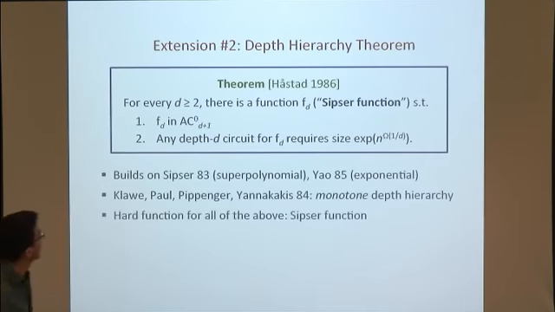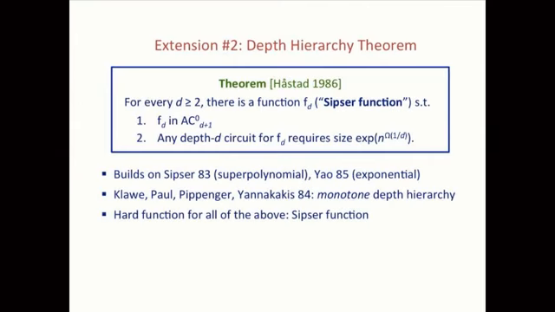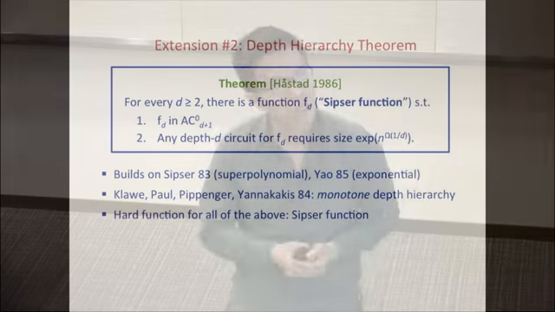Okay. So a few notes. It builds on the work of Sipser, and hence the Sipser function, which gave a super polynomial separation. And Yao, a few years later, gave an exponential separation, and it was sharpened by Hastad. Before Yao's work, the monotone case was solved by Kalai et al. It's the same theorem, just put monotone everywhere. There's a monotone function fd. Sipser is monotone. Fd is in AC0 depth D plus 1, but the lower bound only holds against monotone circuits. And the hard function for all of the above is a Sipser function, which I'll tell you about.